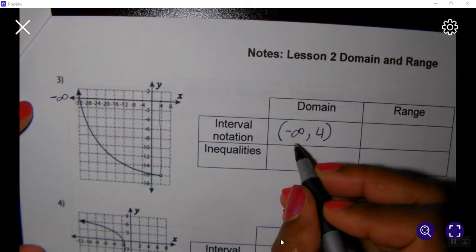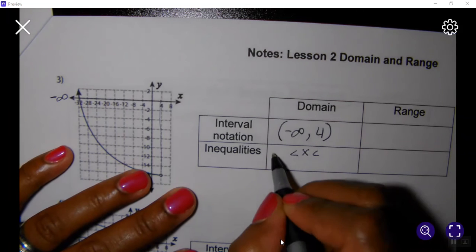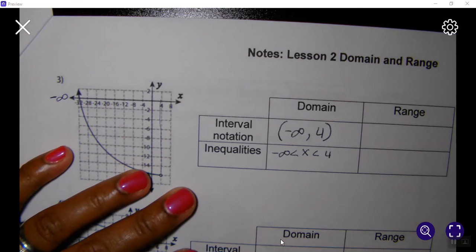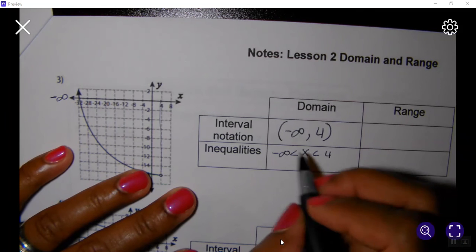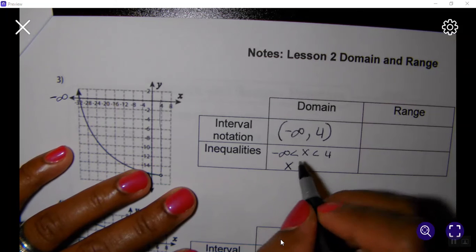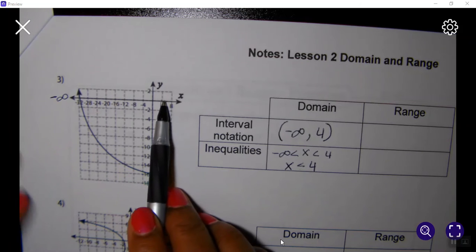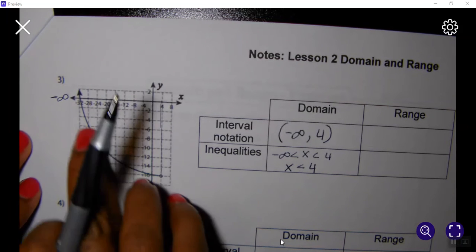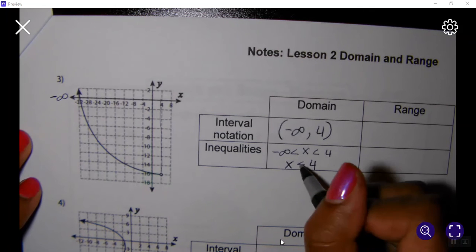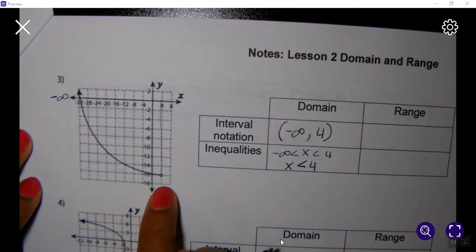Now for this one, instead of writing it like this, -infinity to 4, we say, well, the domain is everything x is less than 4. Okay, so we're saying that you go to 4 and then go to the left because your graph is on the left of 4. Okay, and I'm not going to put equal to because it's open. It's not a closed circle.